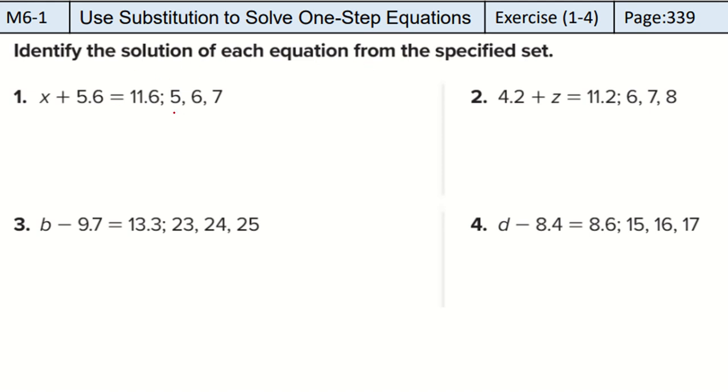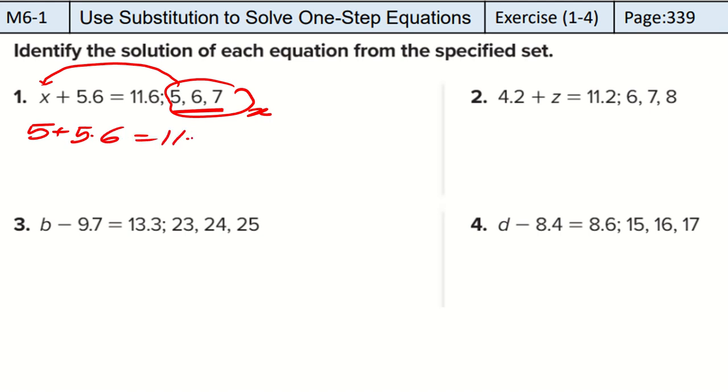I told you in my another video that whatever options are given to you, you can just plug in the values here in place of x. These are the values of x. So if I write here 5 plus 5.6, so it will be 11.6. And you see 11.6 is written in the right hand side also. It means this 5 is the correct answer.